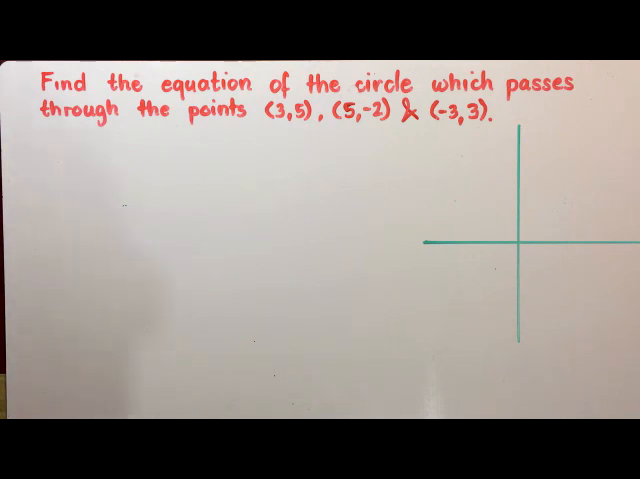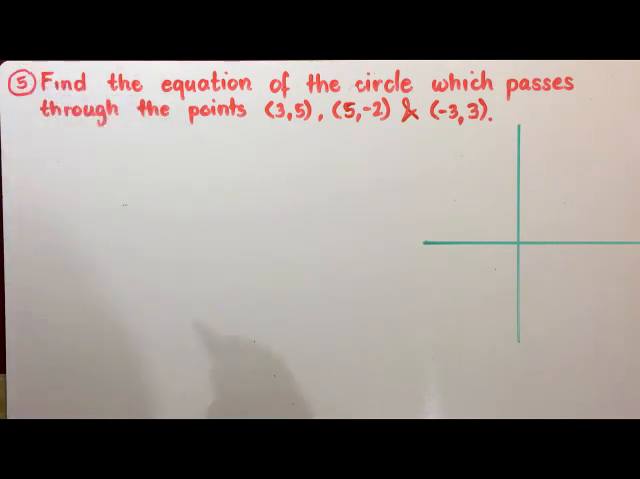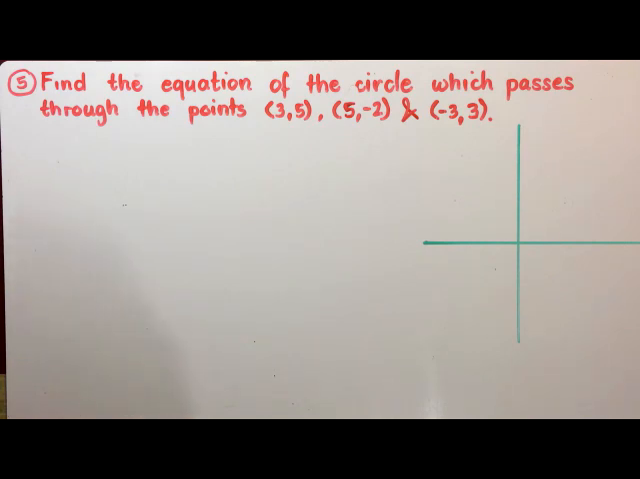So let's move to the last problem for the circle. This is our problem number 5. Find the equation of the circle which passes through the points (3, 5), (5, -2), and (-3, 3). To solve this kind of problem, if you don't know what to do, first is to visualize.